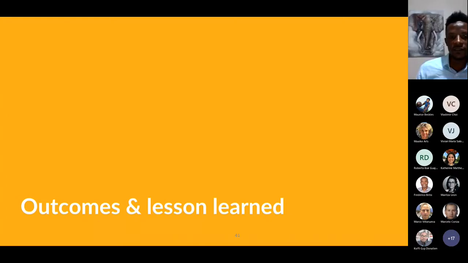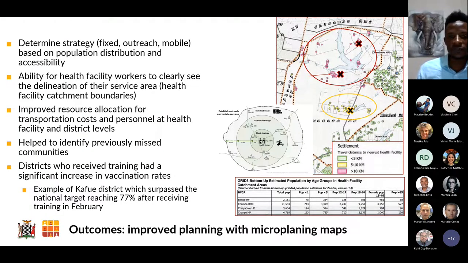In terms of outcomes and lessons learned, it was really practical, and we were able to determine, through this effort, the fixed, outreach or mobile strategy that could be used in the practical situation. Then there was an ability for the healthcare workers to clearly see the delineation of their service area points and also see the immediate population that is close by to them from the other catchments.